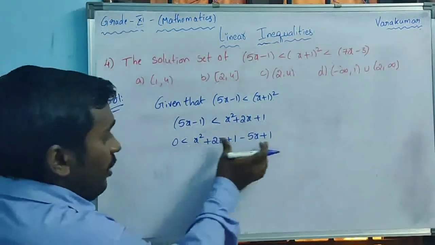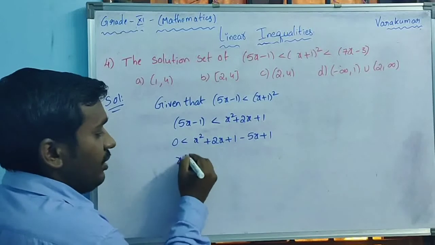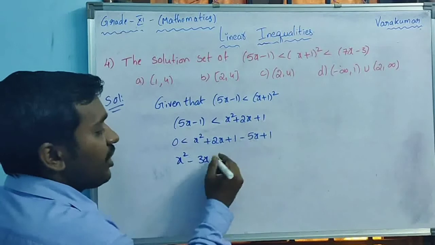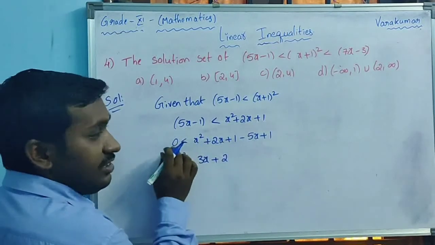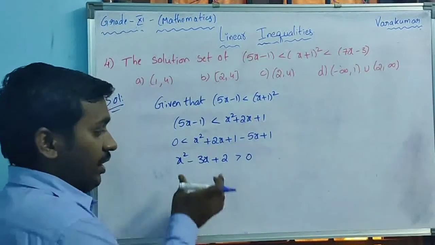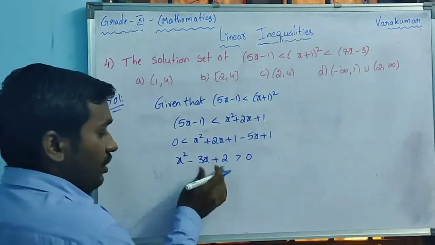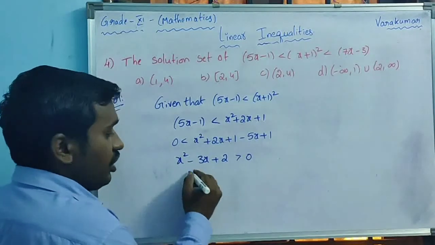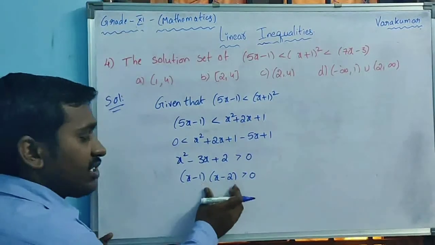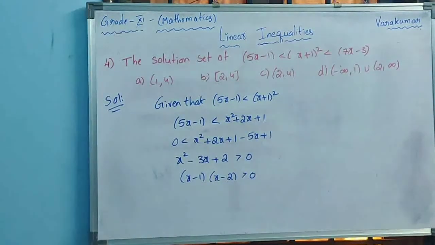Now I am going to write the simplified form: x square, 2x minus 5x which is minus 3x, and 1 plus 1 which is 2. So x square minus 3x plus 2 greater than 0. Now I am going to do the splitting of middle terms directly, because you learned it already. If you do that, it will come like this: (x minus 1) into (x minus 2) greater than 0.